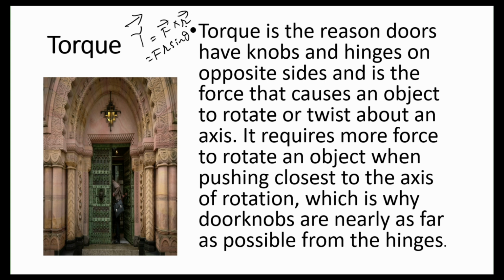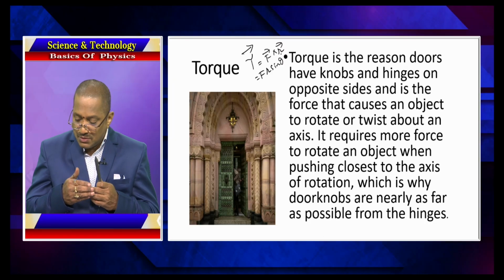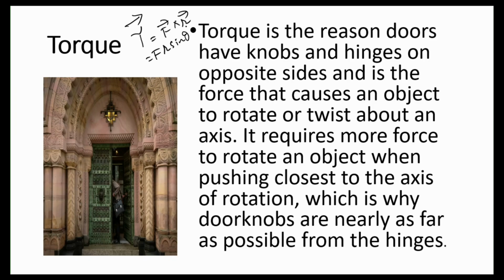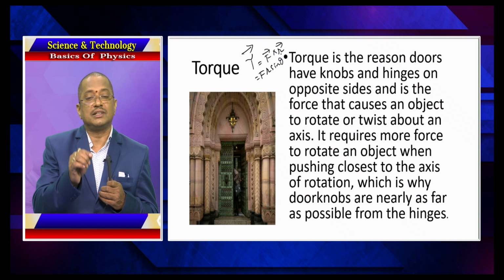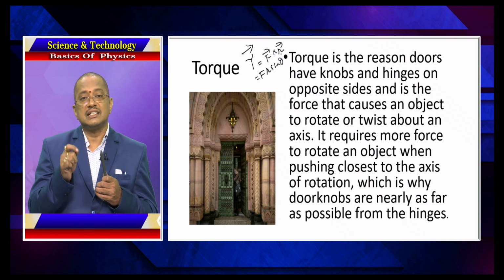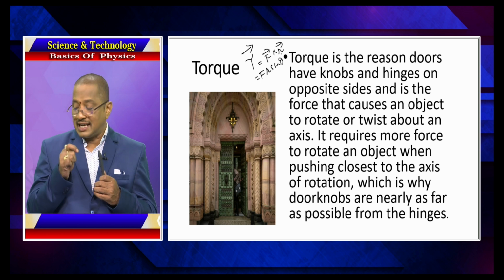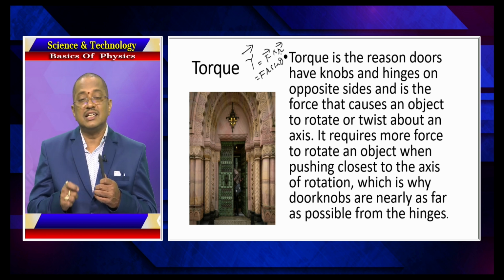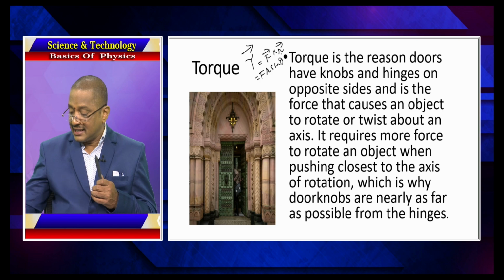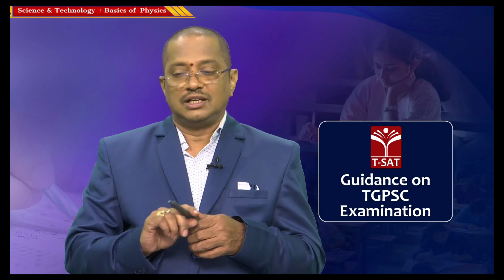So simply, when the door is opened, it requires more force to rotate an object when pushing closest to the axis of rotation, which is why this is so. This is a very important thing. Tau is equal to F bar cross R bar, and torque is a vector quantity. Clear? Now coming to the next one, simple harmonic motion.